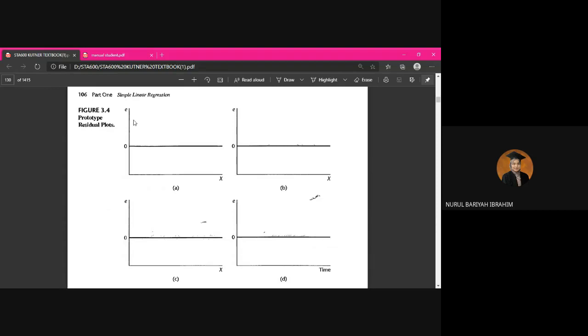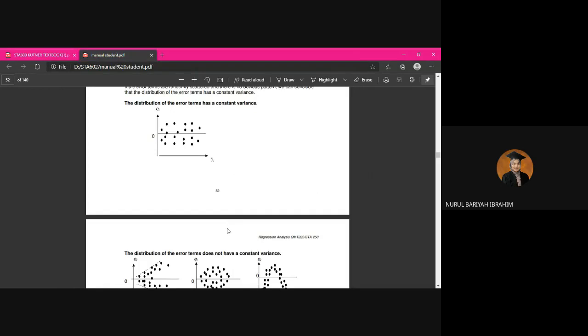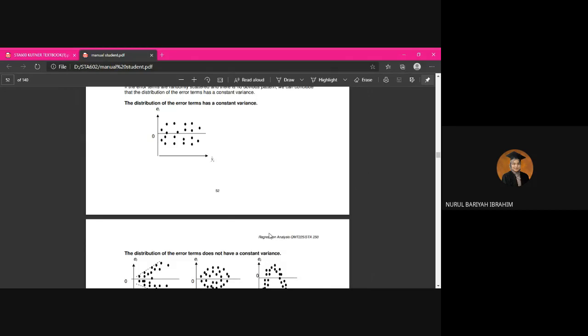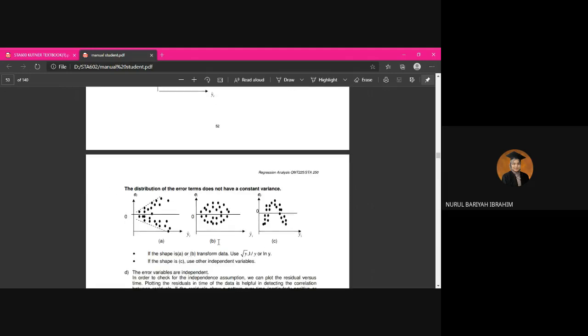so from there we can say that the linearity assumption is fulfilled. Okay, here we look at the residual plot examples. If we have this residual plot, we can also say that the regression function is linear. And this one is an example of the residual plot when the linearity assumption is violated.